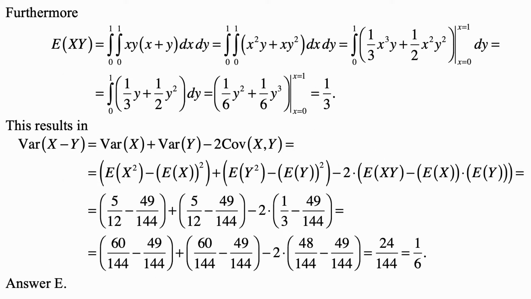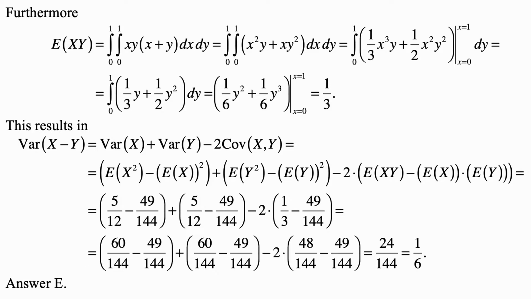And the expected value of XY is the integral from 0 to 1 of the integral from 0 to 1 of xy times the joint density x plus y, dx dy. We calculate the integral first with respect to x. Well, actually, we multiply it out first. So it's the integral from 0 to 1 of the integral from 0 to 1 of x squared y plus xy squared dx dy. And then we evaluate the integral with respect to x. We get 1/3 x cubed y plus 1/2 x squared y squared evaluated from x equals 0 to x equals 1. And we take the integral of that from 0 to 1 with respect to y.